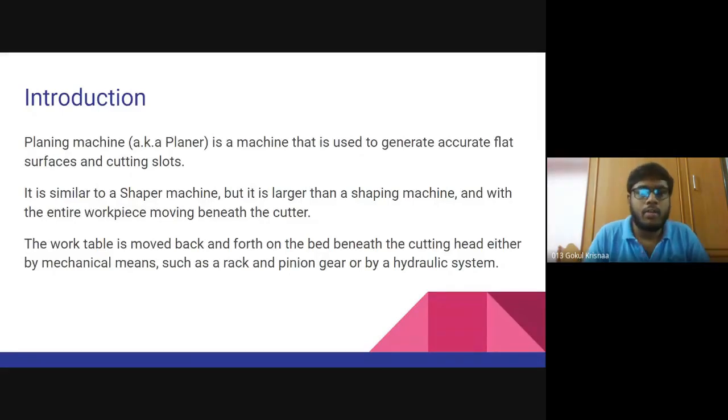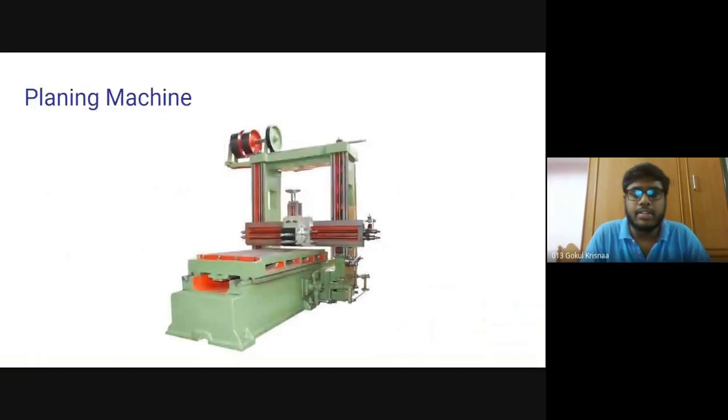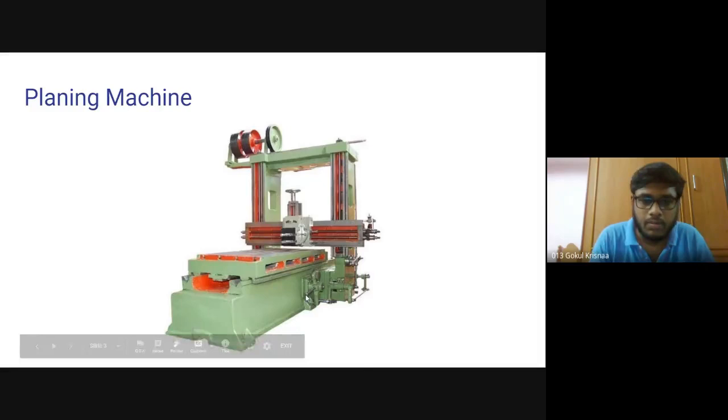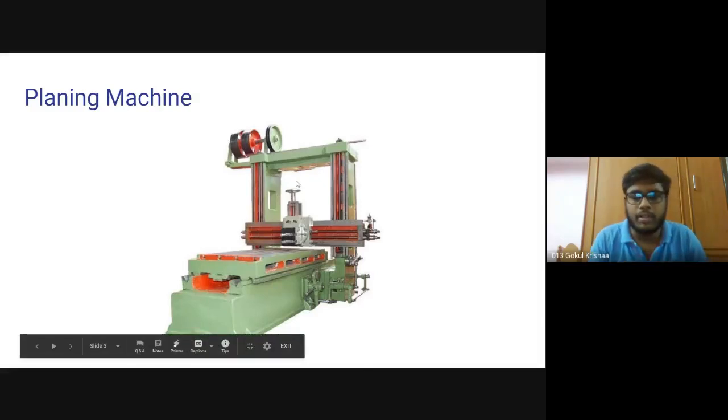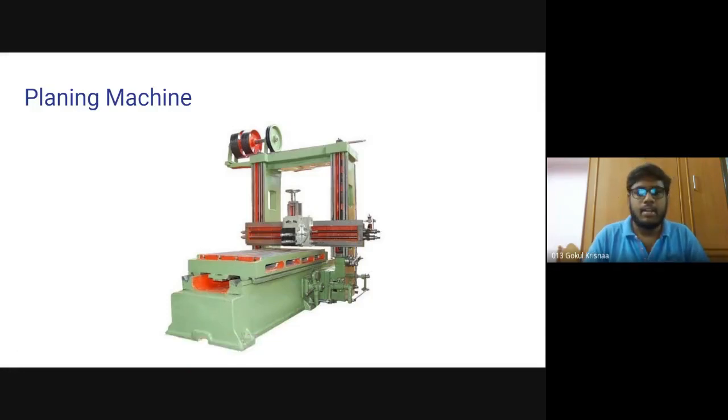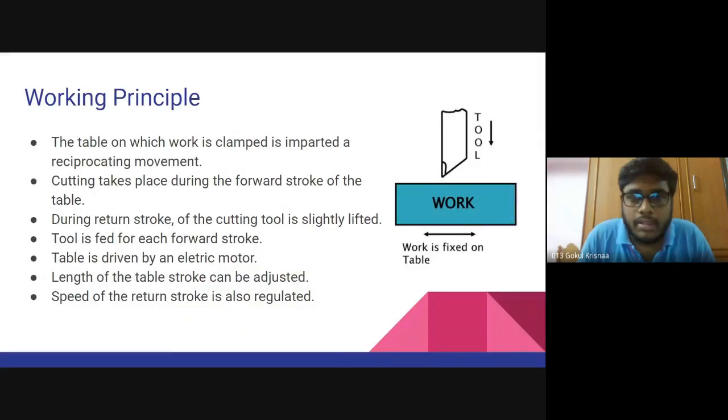Now we can see an image of a planing machine. We can also see various motors involved in this. We can see various parts in this planing machine. We'll see about each part in the forthcoming slides. Now we'll see about the working principle of a planing machine.